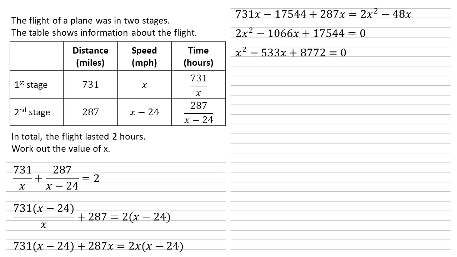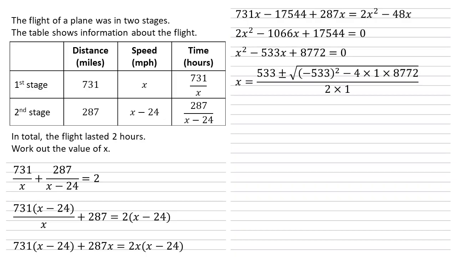Having said that, if we were looking to try and factorise this, we need a couple of numbers that will multiply to make 8,772. So it's not going to be the easiest method, even if it is possible. So I'm going to use the quadratic formula. So we know that x is equal to the negative of our b coefficient before the x, so 533, plus or minus the square root of the square of negative 533 minus 4 times a, which is the 1, times by our c, which is 8,772. That's all over our 2a, so 2 times 1.